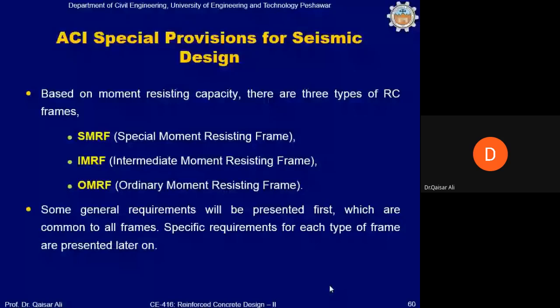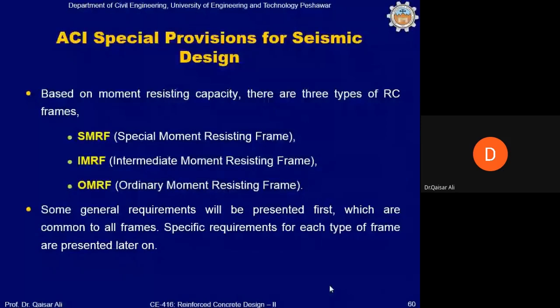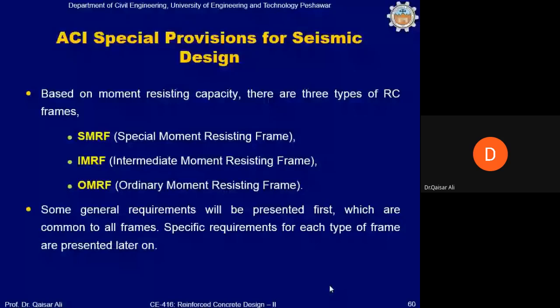However, the ACI code has placed very strict provisions for SMRF, as you will see in the next slides. Then IMRF is an intermediate moment resisting frame. The R factor is taken as 5.5, and it is a less efficient frame as compared to SMRF. Therefore, the provisions which the ACI code has placed for IMRF are less strict than those for SMRF. OMRF is the ordinary moment resisting frame with no special provisions being placed by the ACI code.